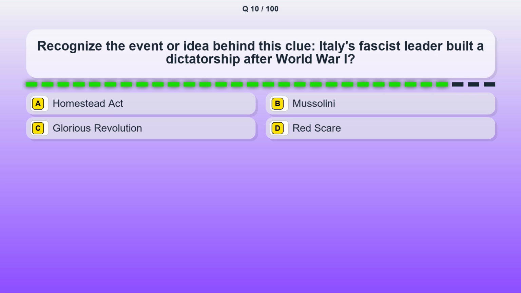Question 10. Recognize the event or idea behind this clue. Italy's fascist leader built a dictatorship after World War I. Option A. Homestead Act. Option B. Mussolini. Option C. Glorious Revolution. Option D. Red Scare.